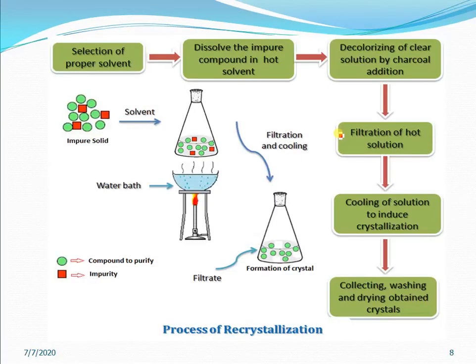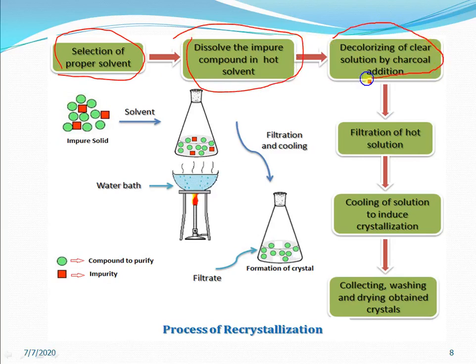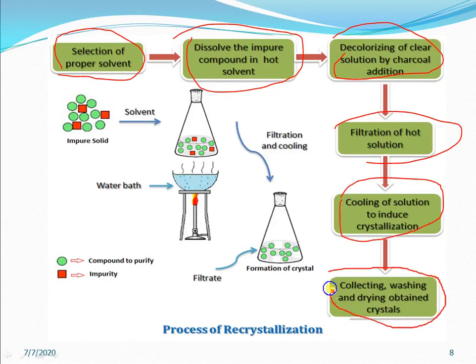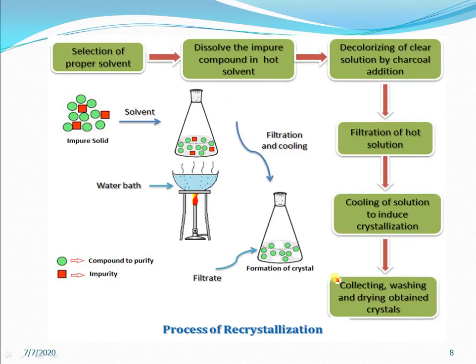This is again the schematic representation of the steps of the recrystallization process. The first step is selection of proper solvent, dissolving the impure compound in the hot solvent, decolorizing the clear solution by activated charcoal, then filtration of the hot solution, cooling of the solution to induce the crystallization, and collecting, washing, and drying to obtain crystals.